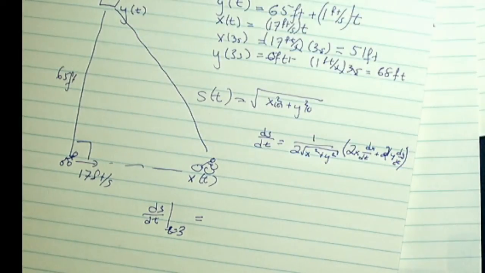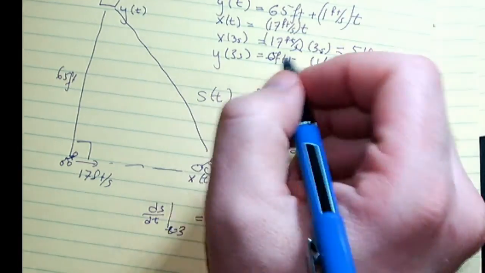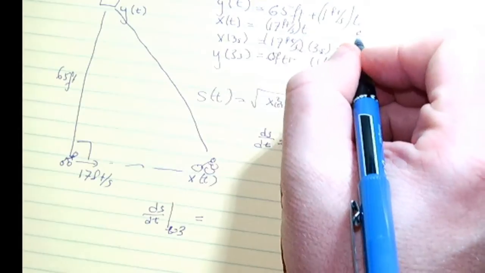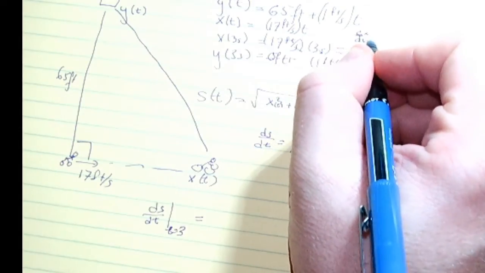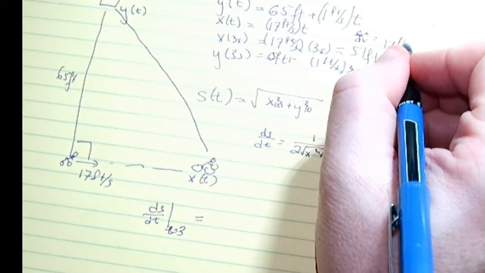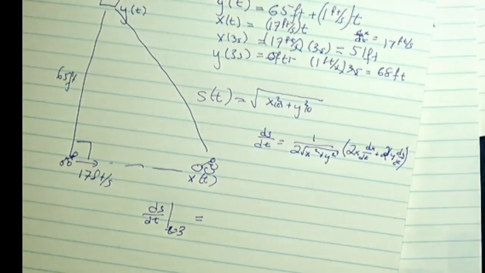So we know x, we know y, we know dx dt. Why? Because we can take a derivative right up here. dx dt is, to no one's great surprise, 17 feet per second. Remember, they told us the bicycle's speed and it's constant. And the derivative of a position function like this is a velocity.